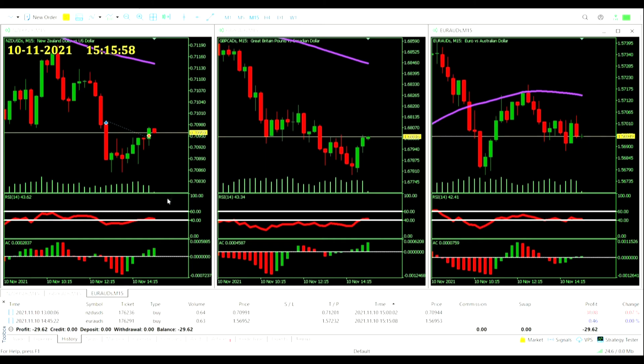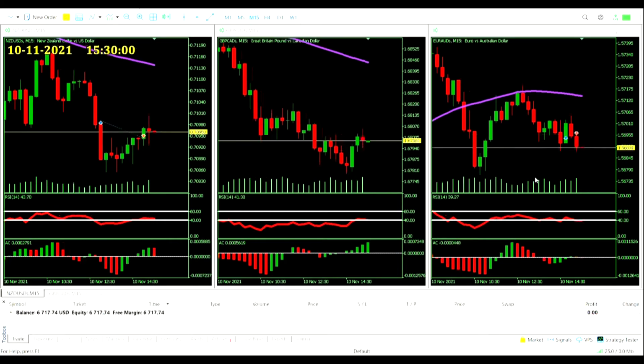We'll wait for another entry signal. All three of these looking like they could give buy signals if they dip into the oversold territory. They're all hovering around 42, 43 on the RSI.